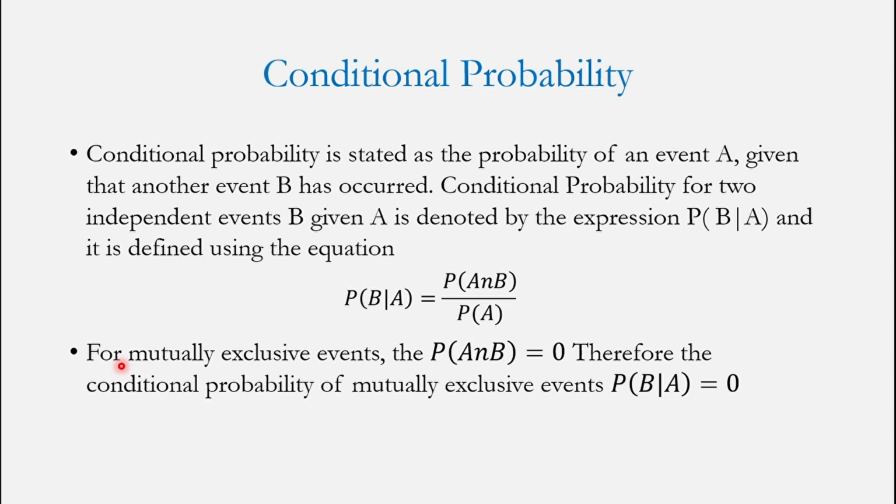Something to note when dealing with conditional probability is for mutually exclusive events, meaning events that cannot occur simultaneously, the probability of A intersection B is 0. So if we have the numerator as 0, therefore the conditional probability of B given A would be 0.